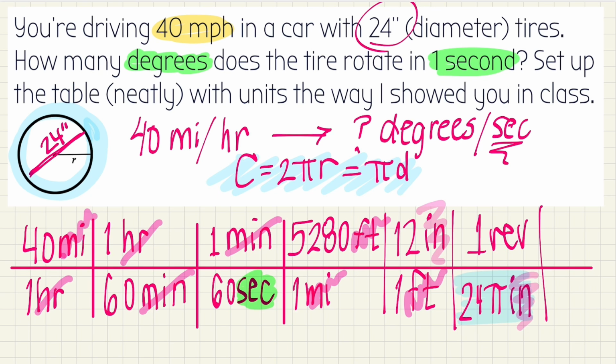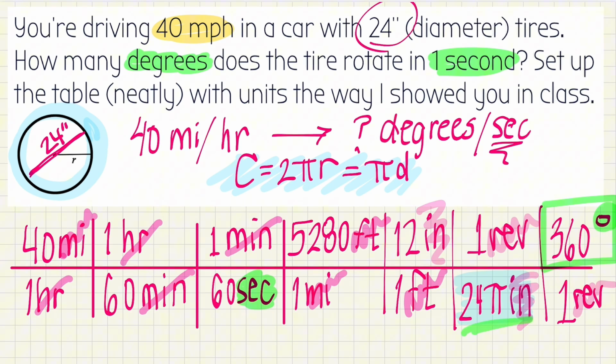So where am I going now? Well, can I get rid of revolutions, and can I get degrees? 1 revolution of the tire, what number of degrees is that equal to? 360 degrees. So that means that now revolutions is also gone. I would have skipped this step, and I would have just put 360 degrees over the 24 pi inches, because I would say the circumference and the full degree measure of the full rotation, I would use that straight up as a conversion factor. If you don't see it like that, if you want to break it up, you could break it up. So the only things left, actually, yeah, I want degrees per second. So degrees on top, seconds on bottom, and we're good to go.